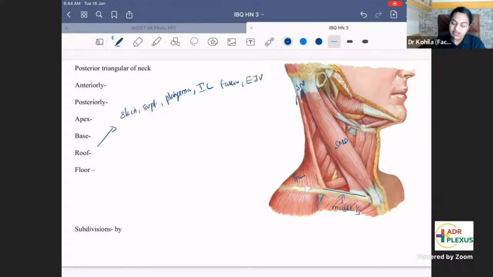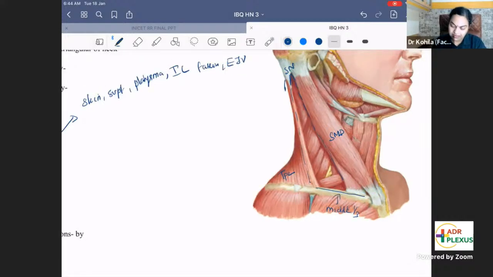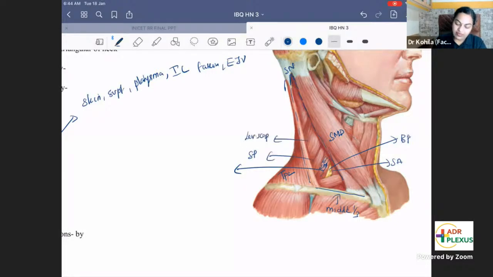Now identify the muscles that form the floor. So this is your scalenus anterior. This yellow that you see here between scalenus anterior and scalenus medius will be the brachial plexus. So this is scalenus medius, scalenus posterior, levator scapulae, splenius capitis. High up, the vertical fibers will be semispinalis capitis.